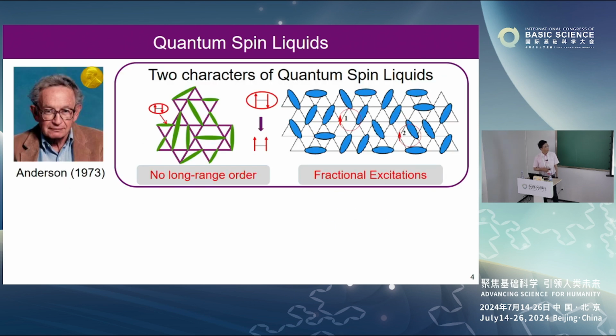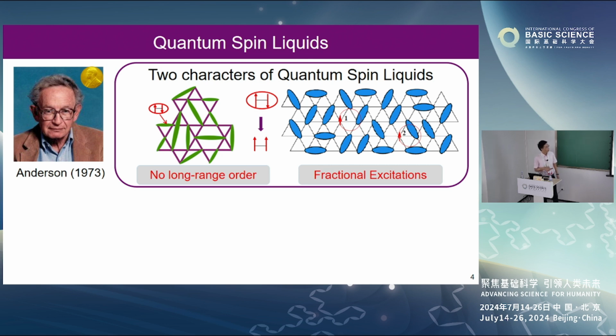One typical example is the quantum spin liquid. Anderson proposed this idea in 1973, so it's just one year past a half century. If you look at this, each of the antiparallel spins pair together to form a spin singlet. So overall, this system is non-magnetic, because the singlet has a total spin of 0.